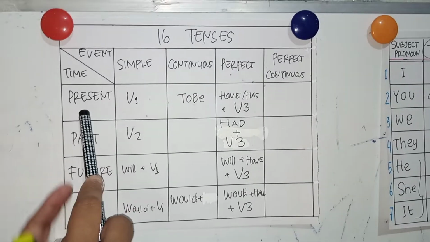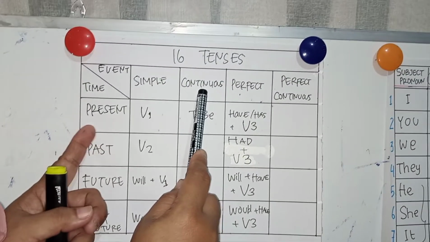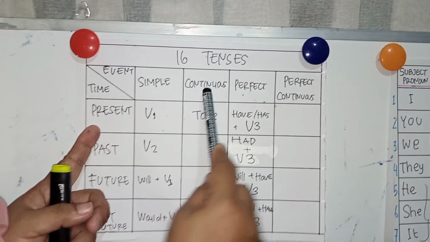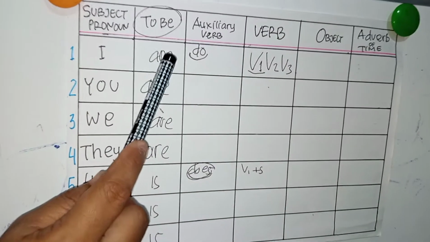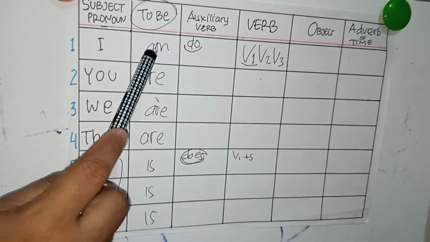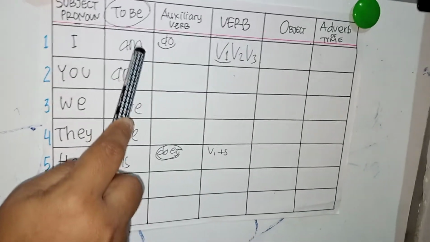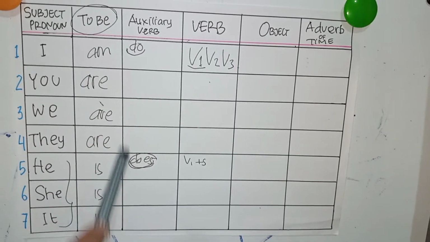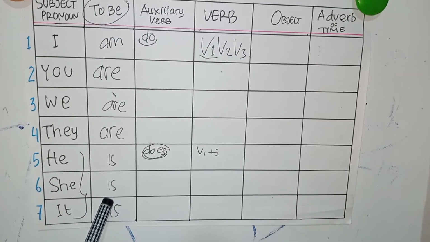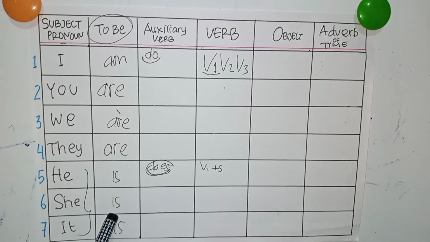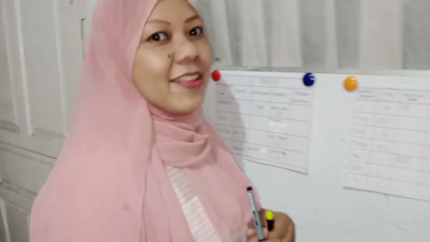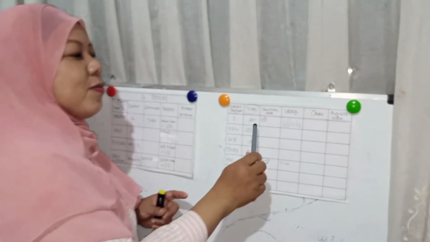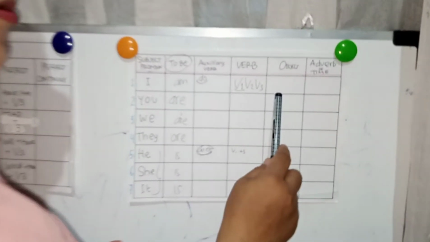The next is present continuous. In the present continuous, the pattern will be subject followed by to be. Okay, the to be in the present is these ones. So it will be I am. Normally after to be, please pay attention. After to be, you have to use verb 1 plus ing. So it will be like working, eating, playing, listening, reading, etc. And then followed by the object and adverb of time, normally now.